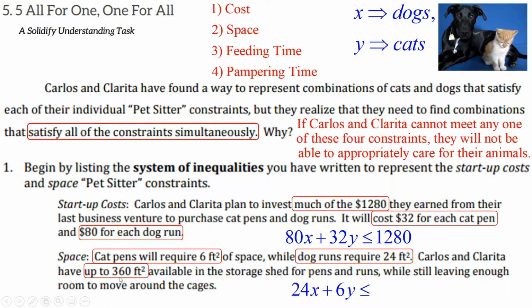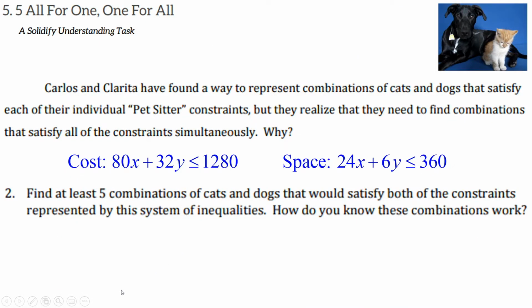Less than or equal to 360. And this is our inequality in the standard form that represents the space constraint right there. Okay, number 2. Find at least 5 combinations of cats and dogs that would satisfy both of the constraints represented by this system of inequalities.